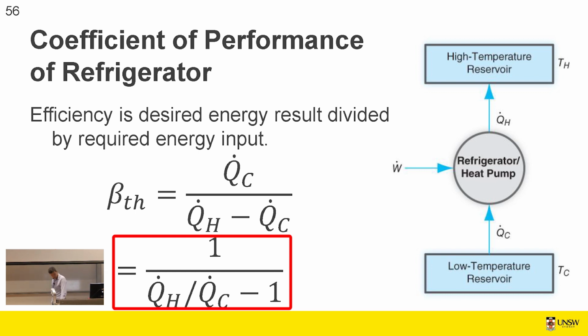And similarly for a heat pump, and on the right hand side is our depiction of that. So we've got our low temperature reservoir, like the space inside our fridge. We extract heat out of that, we put work in, and then we reject heat to the hot space. You should be aware that refrigerators don't destroy heat. They move it from the inside of the fridge to the outside of the fridge.